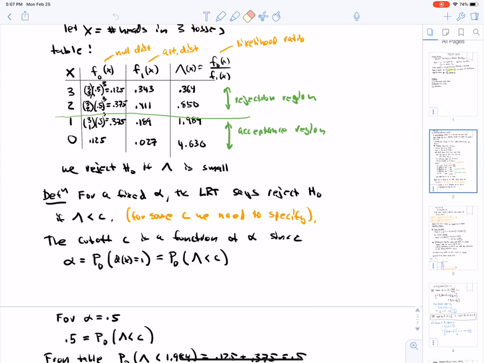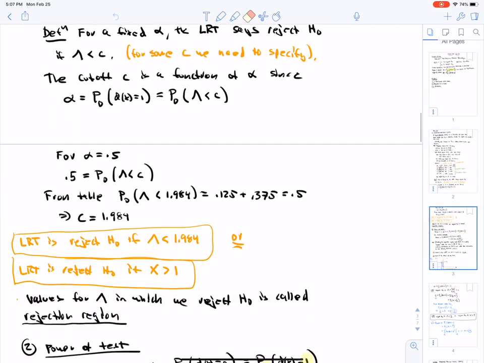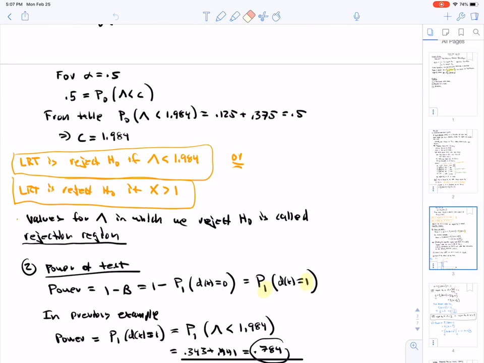the error is 0.125 plus 0.375, which is 0.5. So the likelihood ratio test is reject the null if lambda is less than 1.984, or equivalently reject the null if x is greater than 1.